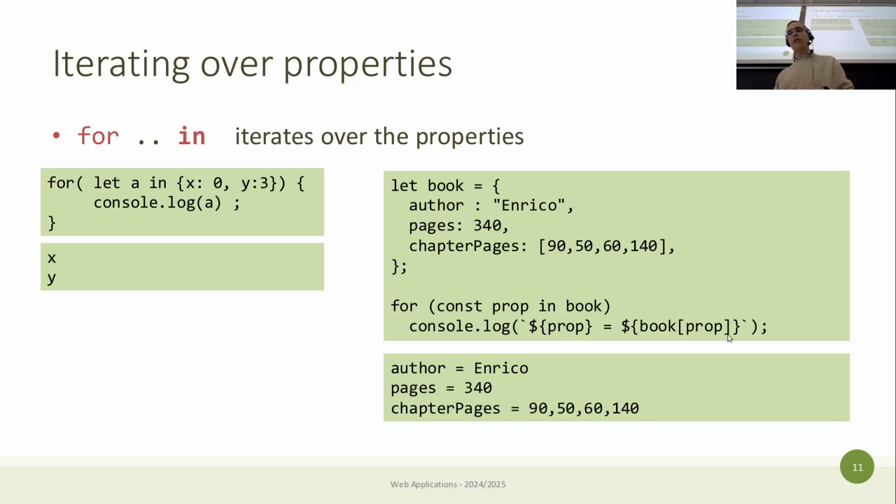If we would like to have the value, well, you can do it with the square brackets. You get the value of the property on this object, book. Okay.